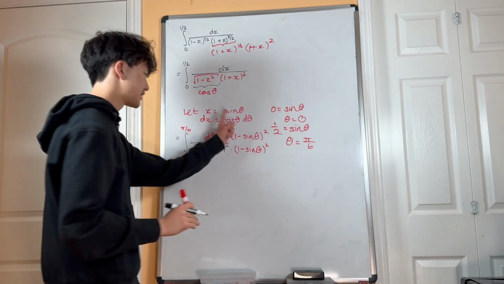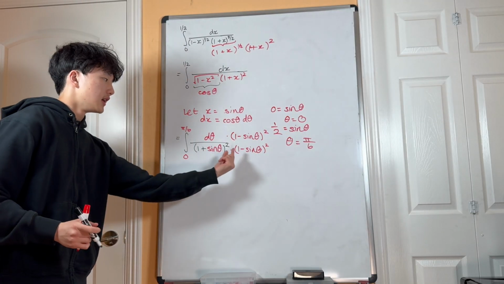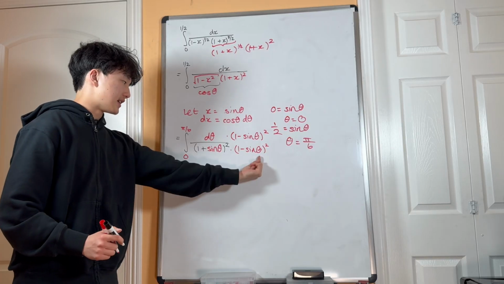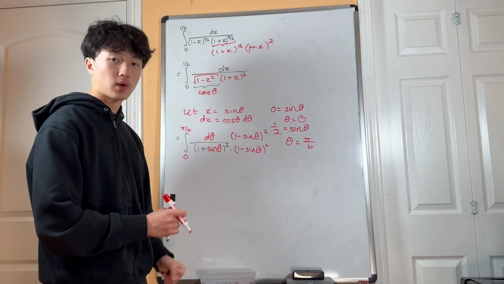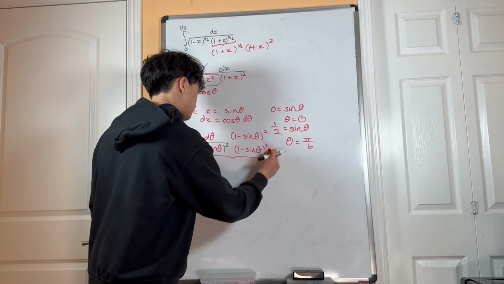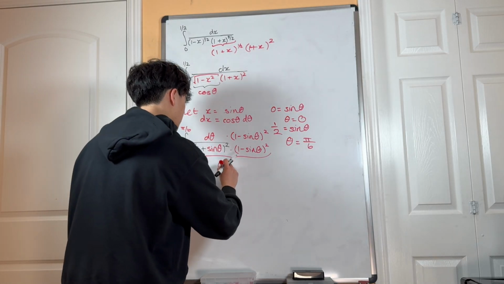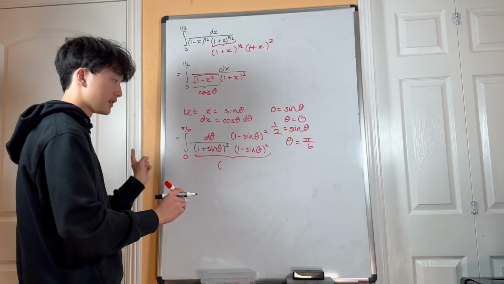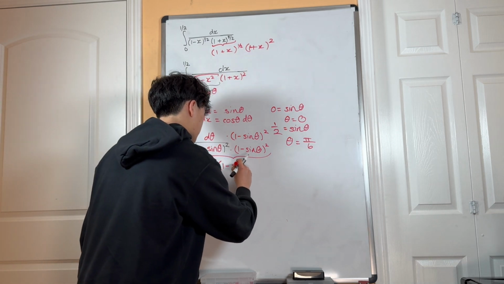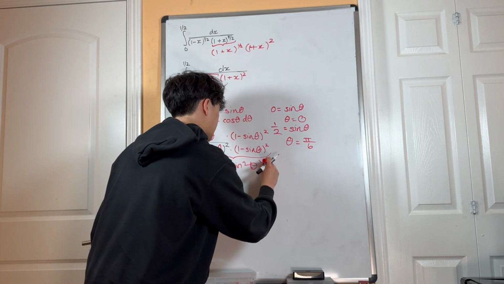Okay, so these cancel out, leaves you the original 1. You can combine these guys, all right? So 1 plus sine theta times 1 minus sine theta. In the bottom here, what you really just get is this guy times that guy. Difference of squares, you get 1 minus sine squared theta, and then all squared.